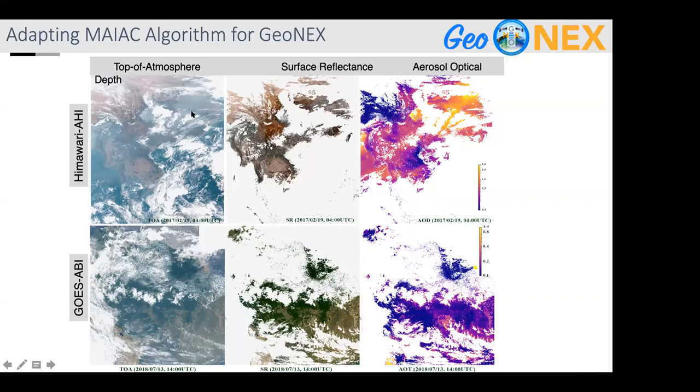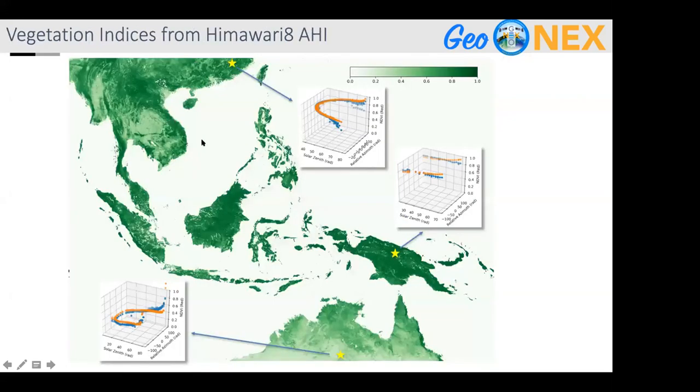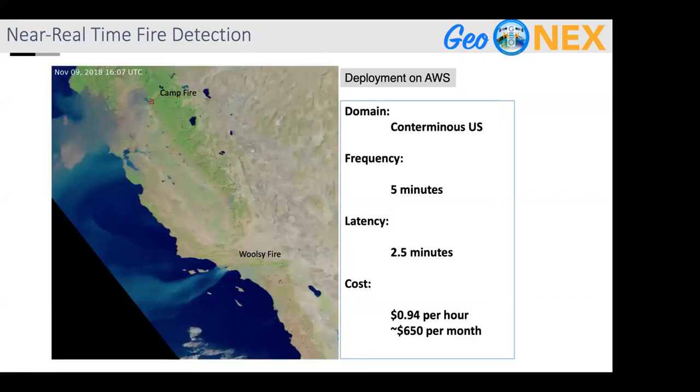Anyway, with this atmospheric correction, we have surface reflectance and we have AOD. Once we get there, obviously we can do NDVI or EVI, whatever. So that's vegetation indices, very robust data to use. This is actually real-time fire detection. We developed this for really near real time, with a latency of about 2.5 minutes. That's just a couple of minutes.